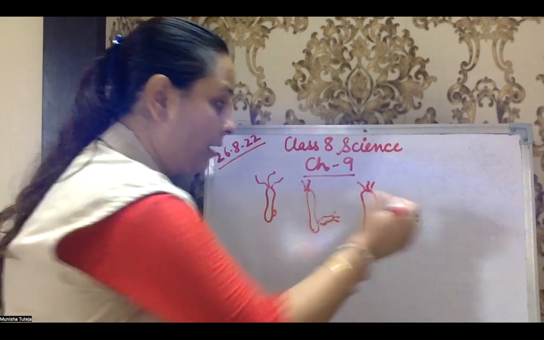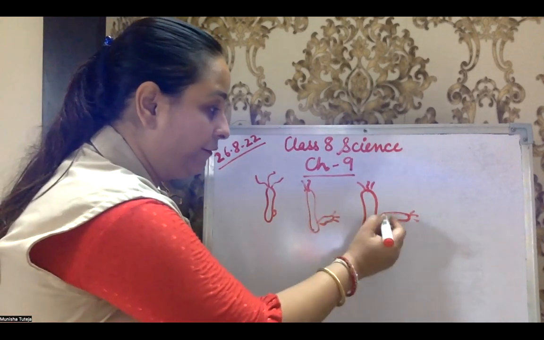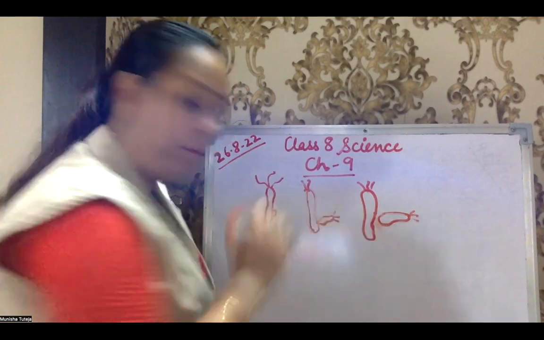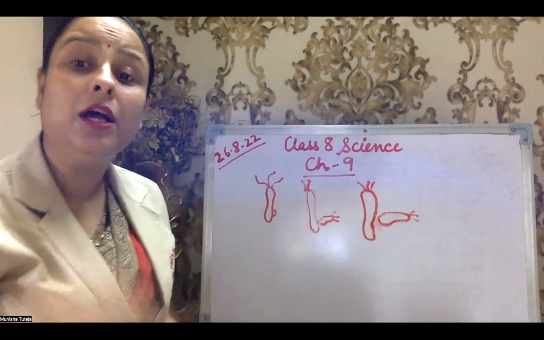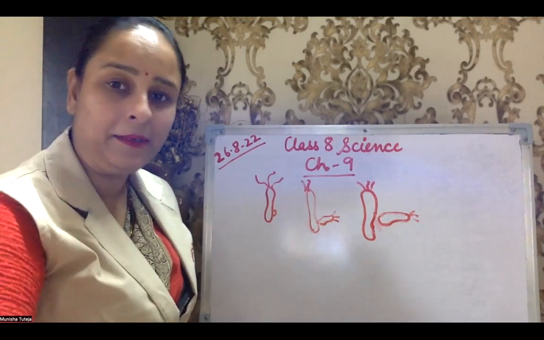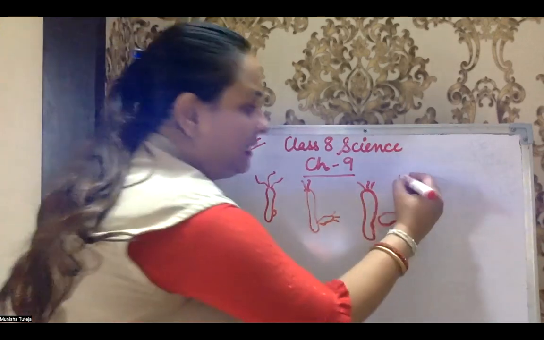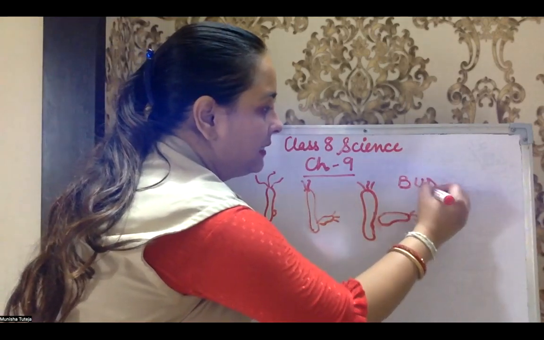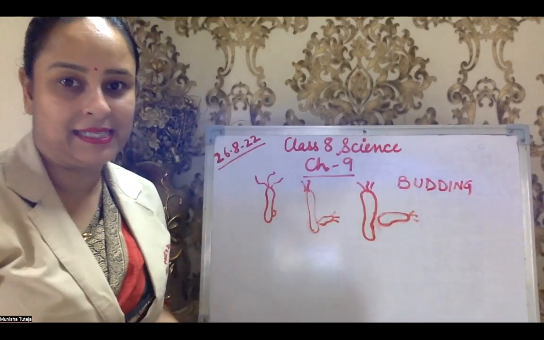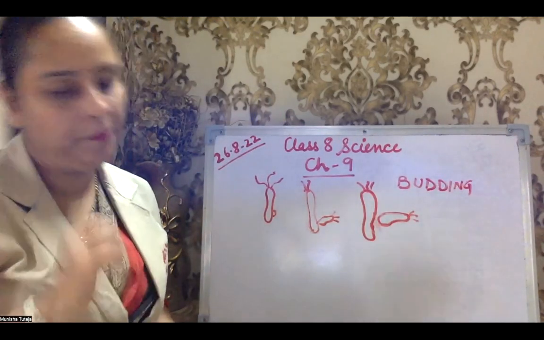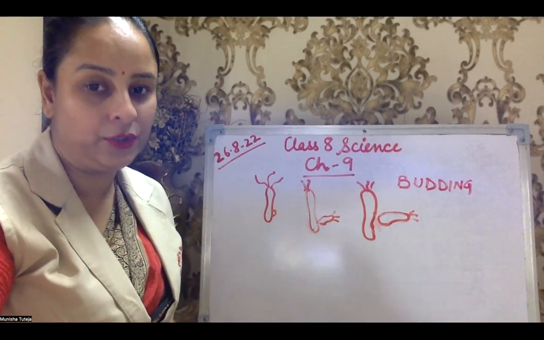And what happens after that? It detaches itself from the parent cell. It detaches itself and grows as a new individual. Understand? So that is how budding, what is this? The name of the process is budding, right? So budding takes place in hydra. Clear, all of you?